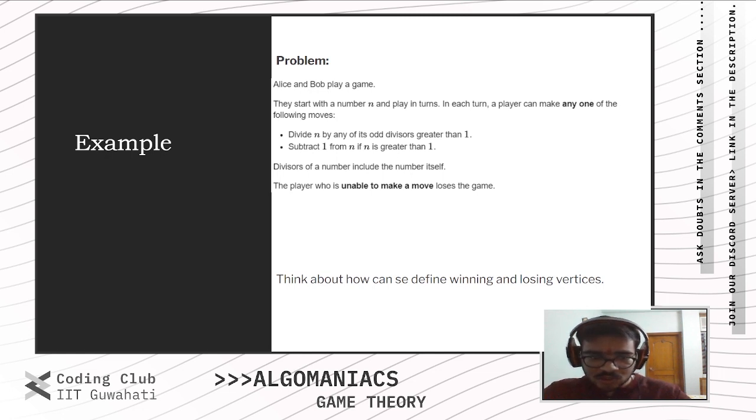Next, for the number 2, we can just subtract 1 from 2 by this second operation, and the player has won. So 2 is also a winning vertex.